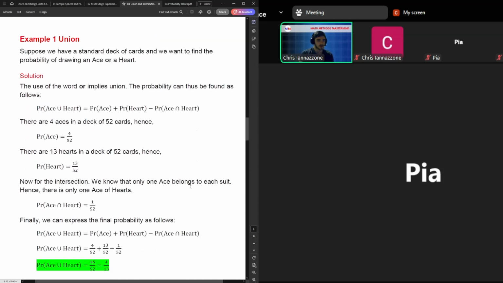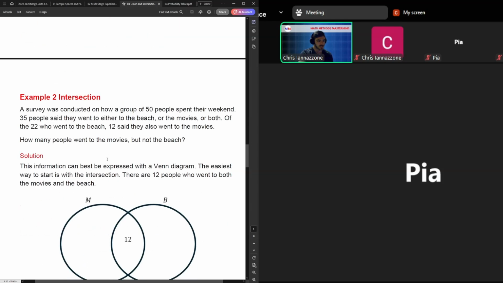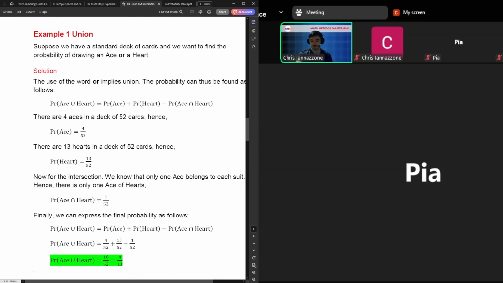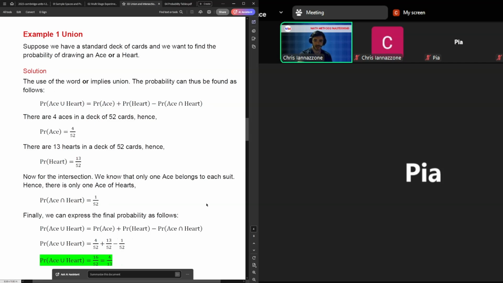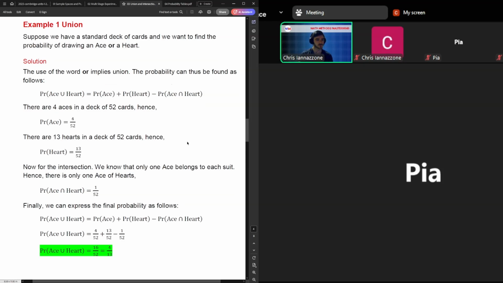So how do you actually identify union or intersection? The keyword or is pretty much always used for union. The keyword and, well, this one doesn't really have an and in it, but essentially if it's one thing or another, you're doing union. If it's one thing and another, you're doing intersection. So a pretty standard example of union would be a standard deck of cards: probability of drawing an ace or a heart. The word or, again, implies union, and so the union equation is probably the way to go here.